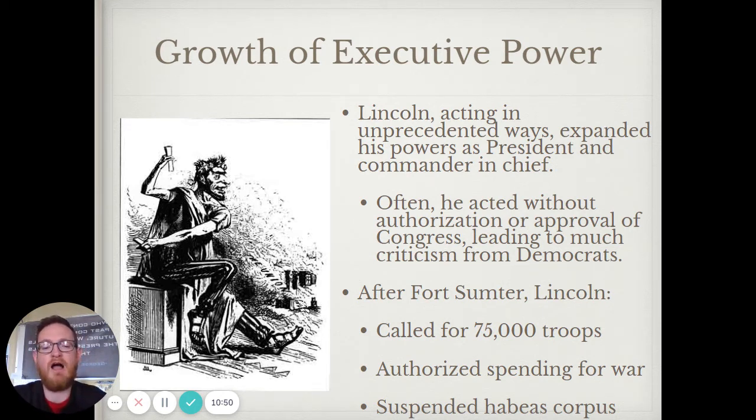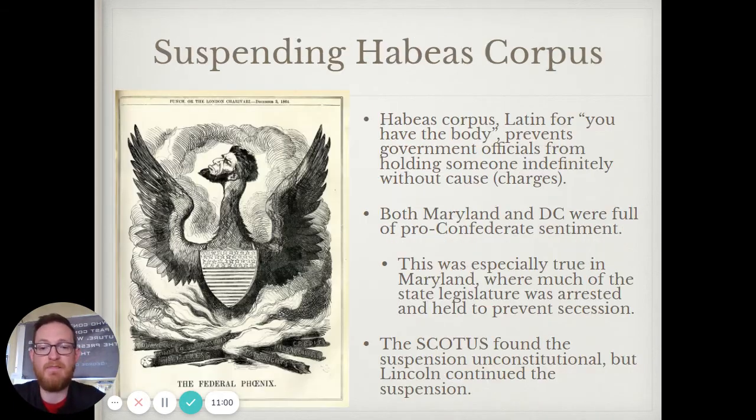After Fort Sumter, Lincoln would call for 75,000 troops to put down the rebellion in the Cotton States. He would authorize the spending for war, and the biggie that he does is suspend habeas corpus. Now, habeas corpus is Latin for you have the body, and basically habeas corpus prevents government officials from holding someone indefinitely without charges.